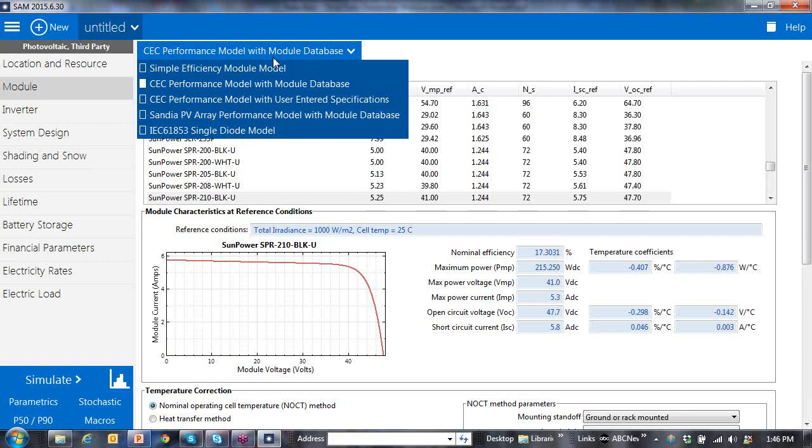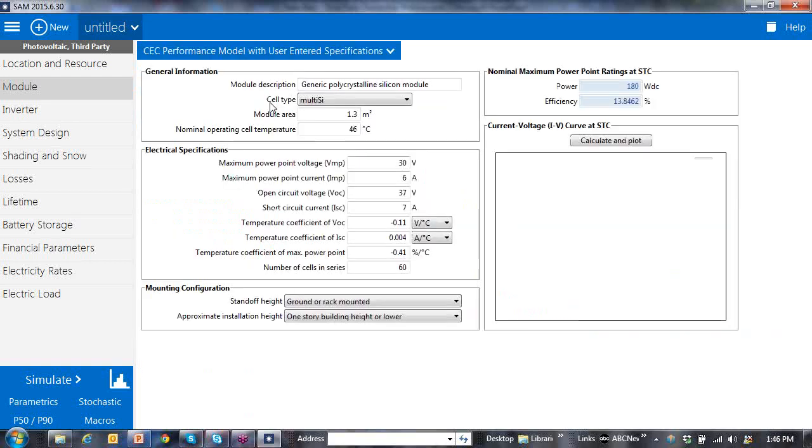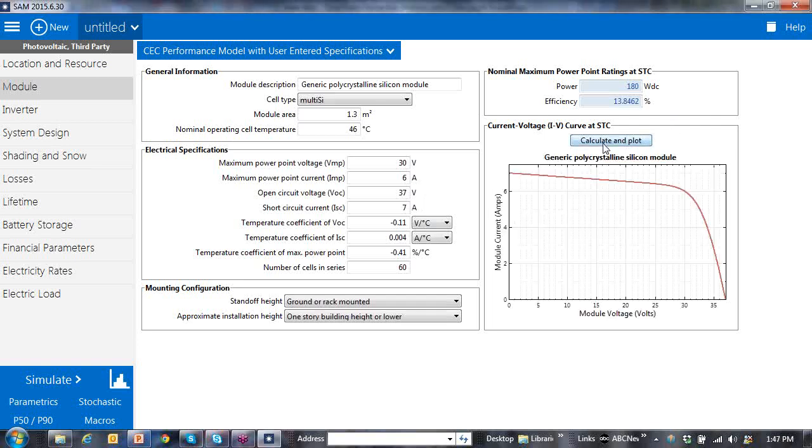But if a module is not in that list, then go to the option with user entered specifications, and there you just enter data from the manufacturer data sheet, and then SAM will calculate the parameters that it needs to run the simulations from that data. So that's how you can run the model for a module that's not in one of the databases. That process calculates all of the coefficients that are then needed by the CEC performance model, also known as the Soto model, also known as the 5-parameter model.